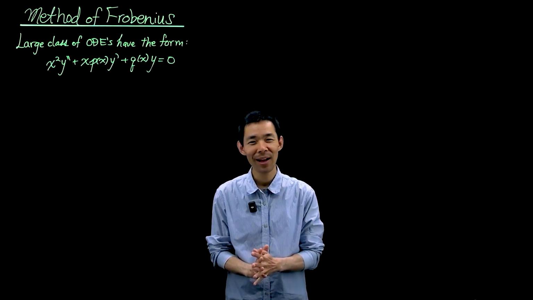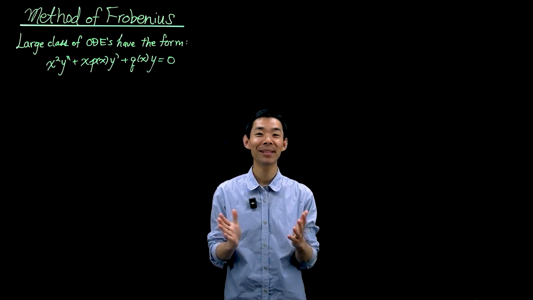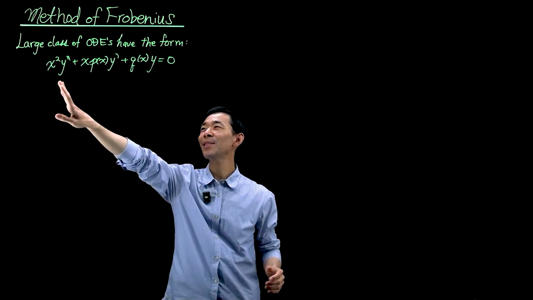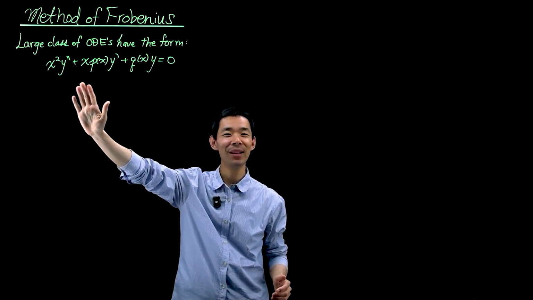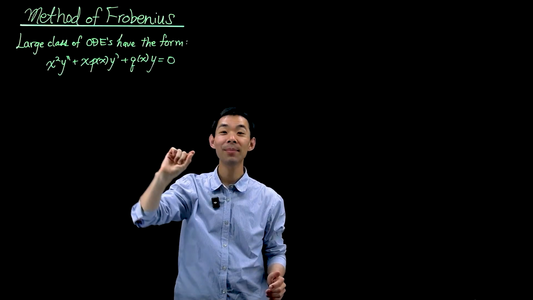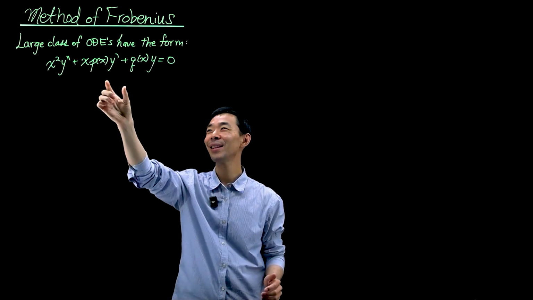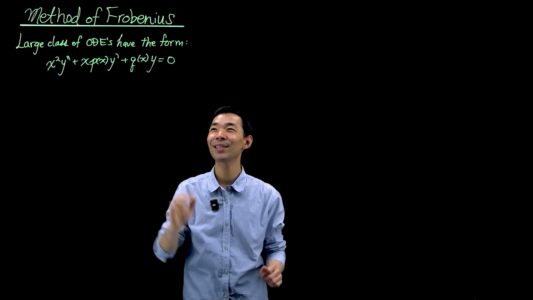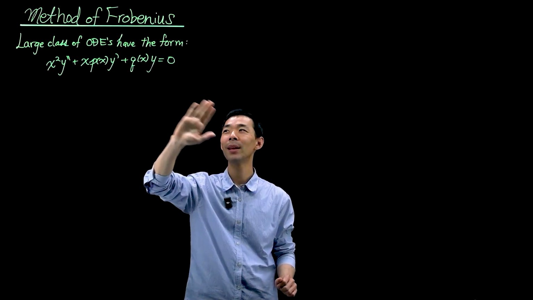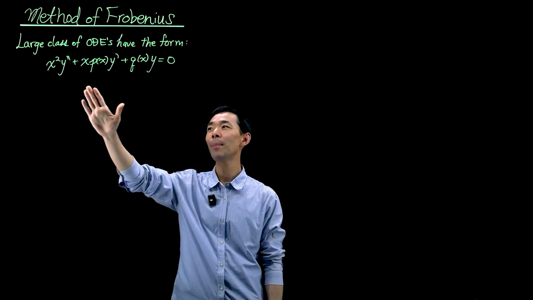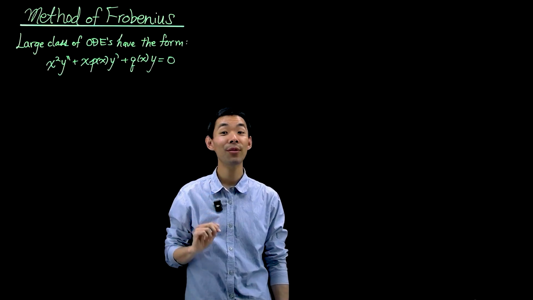A large class of ODEs that come up in science and engineering takes the following form. x squared in front of the second derivative of y, a factor of x times a coefficient p of x in front of the first derivative, and the normal coefficient q of x in front of the function y. All of this is set equal to 0. Now I'm going to do one operation by dividing the whole equation through by x squared.